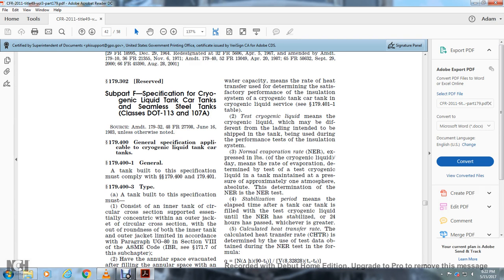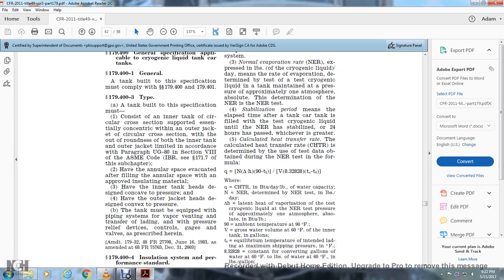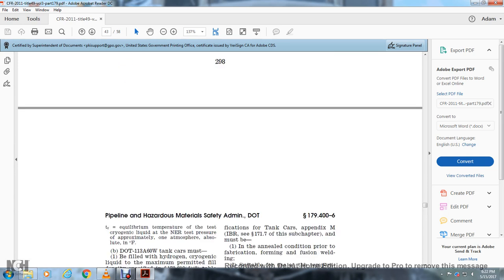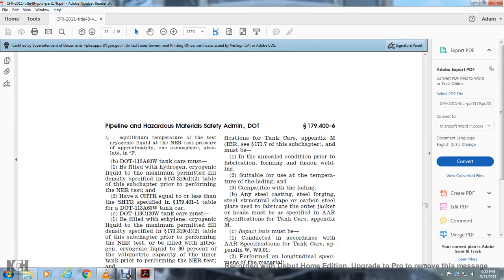Calculated heat transfer rate, CHTR, is determined by the use of test data obtained during the normal evaporation rate in formula. All right. Q equals N times gross water volume at 60 degrees Fahrenheit and times. All right. B.113A60W. The tanker cars must be filled with hydrogen cryogenic liquid, maximum permitted with the fill density specified with 173.319(d)(2).